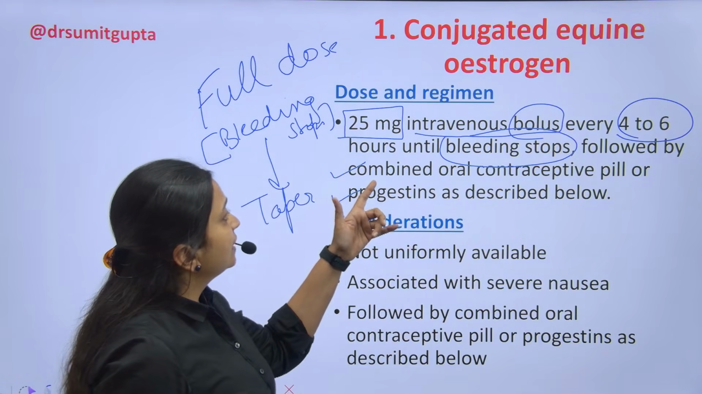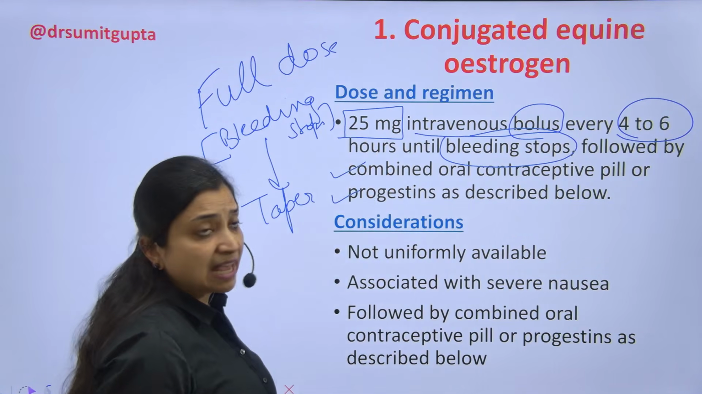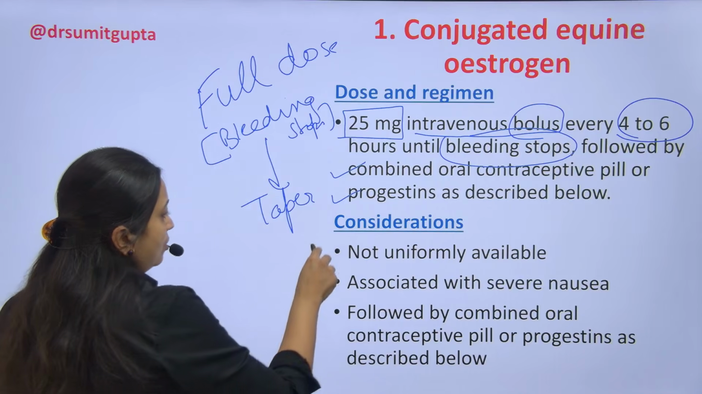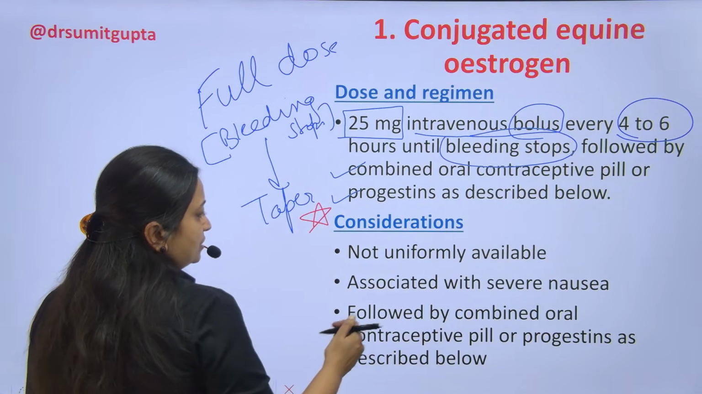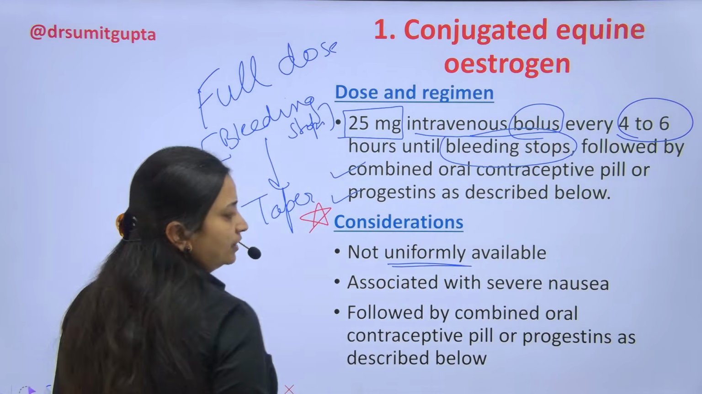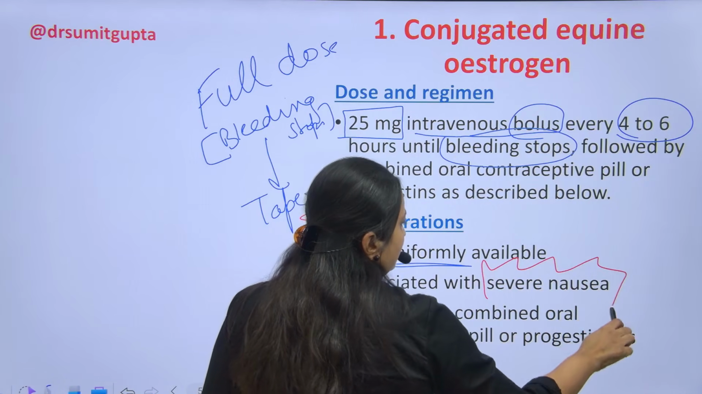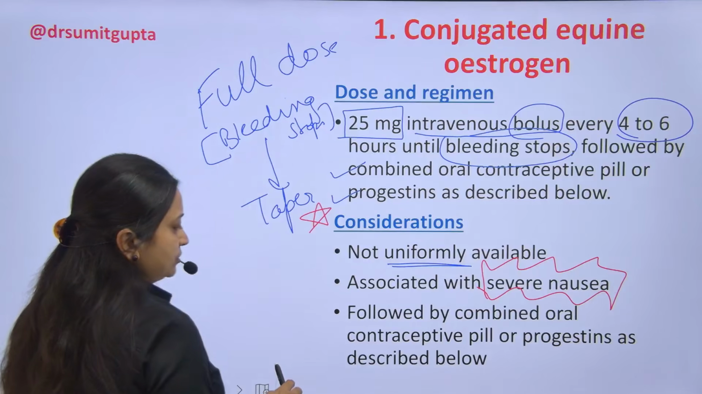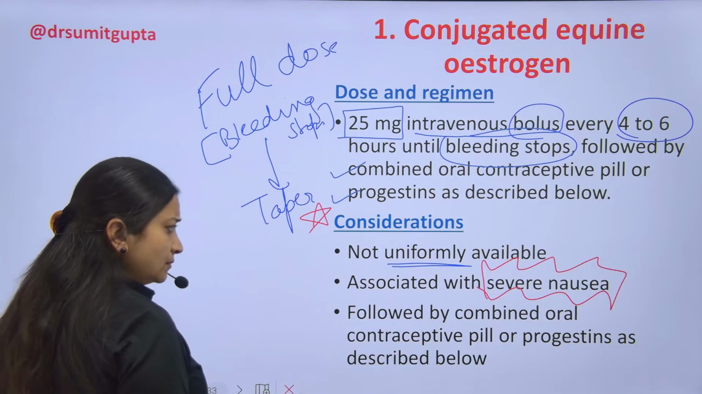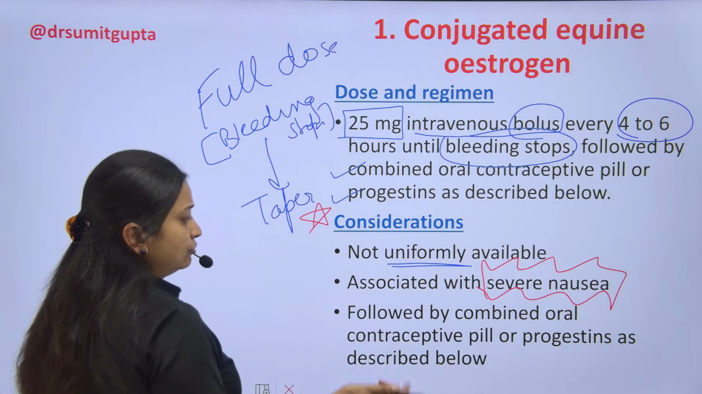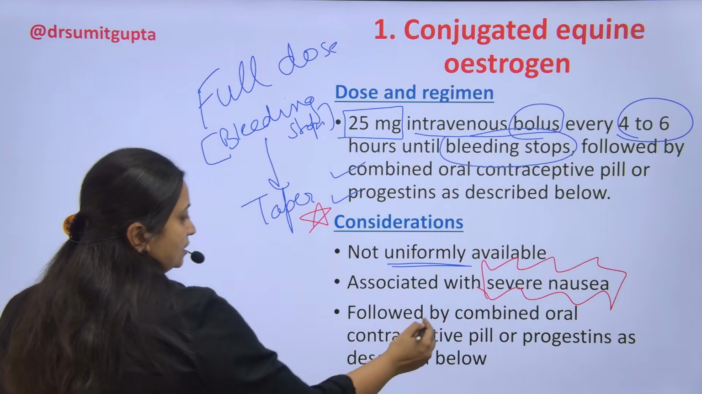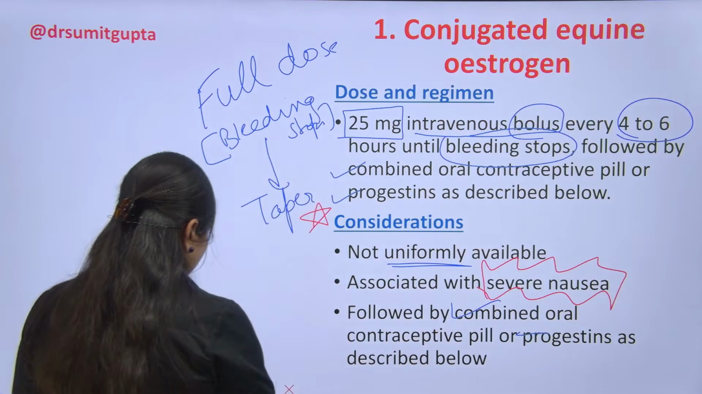But the IV regimen of this estrogen has its own considerations. What are these considerations? That they are not uniformly available, and it is associated with severe nausea. So we have to counsel the patient. Then once it is done, we'll have to follow it with either COCs or progesterone.